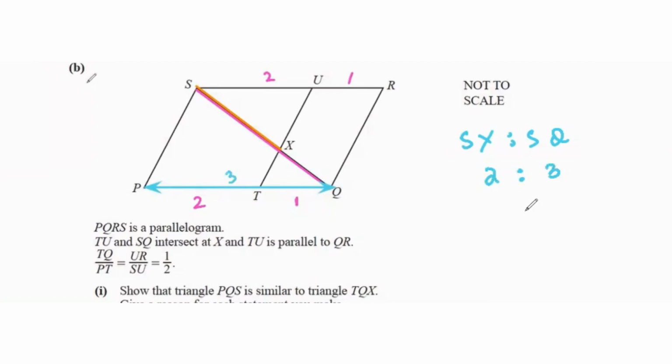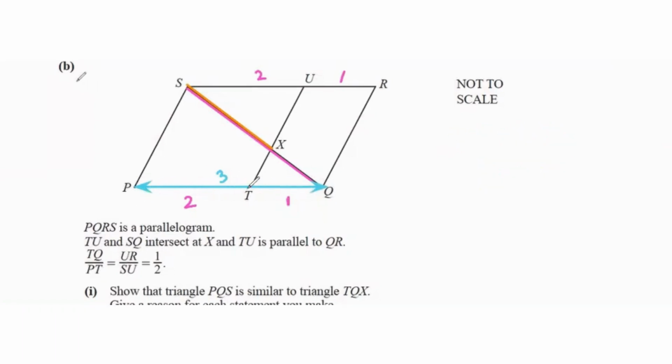Why? Because as we said earlier, PQS is similar to TQX. So if they're similar, that means the lengths are also proportional. So TQ over PT we have as 1 over 2, in the ratio of 1 is to 2. If PT is 2 and TQ is 1, that means PQ is going to be 3. Now if we use the ratios again for triangles XTQ and SPQ, TQ over PQ is similar to XQ over SQ.